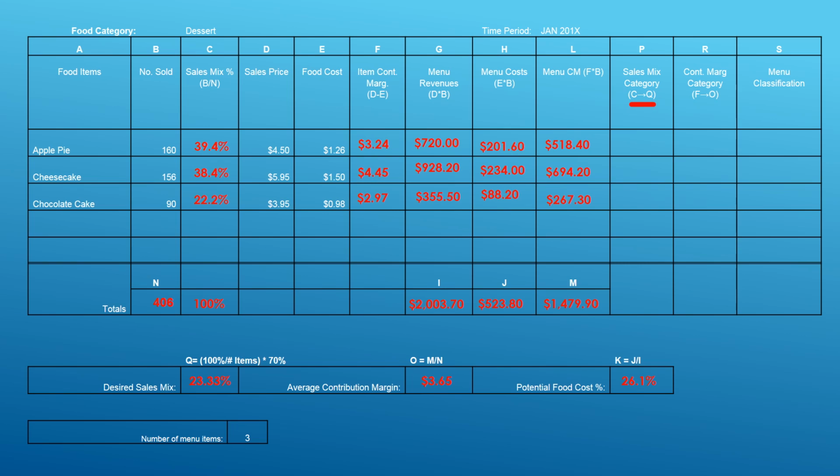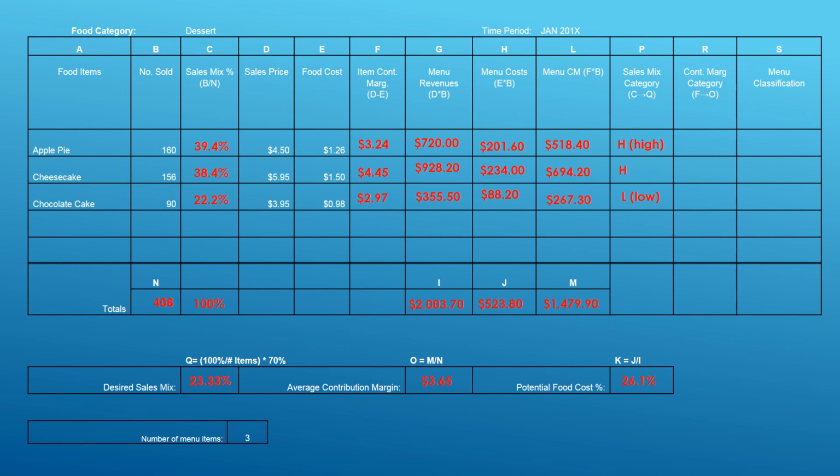Now we can compare C to Q. So is 39.4 higher or lower than 23.33? Obviously, it's higher, right? So we would put H to indicate that it's higher. And then we can look at the next one. Is 38.4 higher or lower? Well, that one's high too, so put an H. Is 22 higher or lower? Well, it's lower, so we'll put an L to represent low.